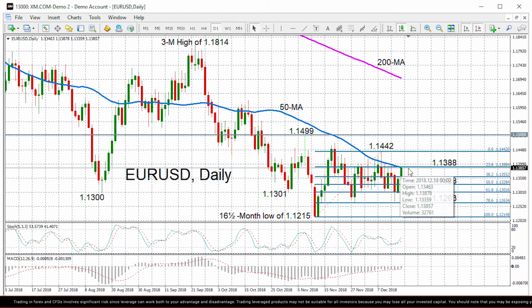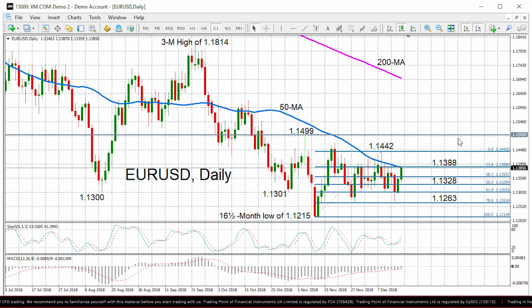There is strong resistance coming at the moment from the 23.6% Fibonacci retracement of the upleg from 1.1215 to 1.1442. So that's around 1.1388. And it also coincides with the 50-day moving average. So a successful break above that area would help shift the near-term bias to a bullish one, and then prices might be able to target the December top of 1.1442. Above that, the 1.15 handle would come into focus.